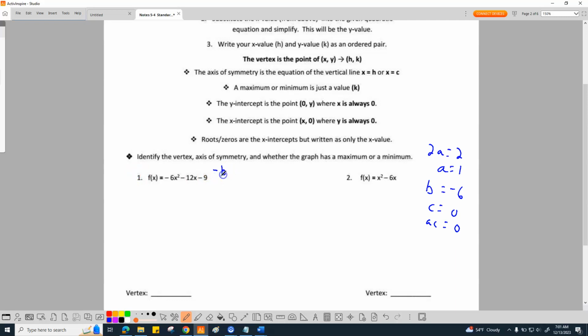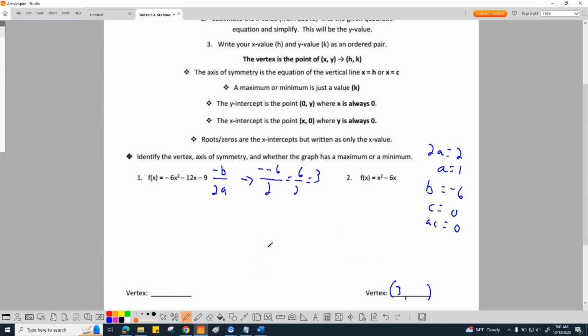So -b over 2a. My -b, remember, this negative is always going to be there. It's got to show up because it just so happens my b is also negative. We know what happens there at this point. My 2a is 2. Switch this over to 6 over 2 equal to 3. So we know that my vertex is 3 comma something. What do I do to find this point now? I have to go back to find k.